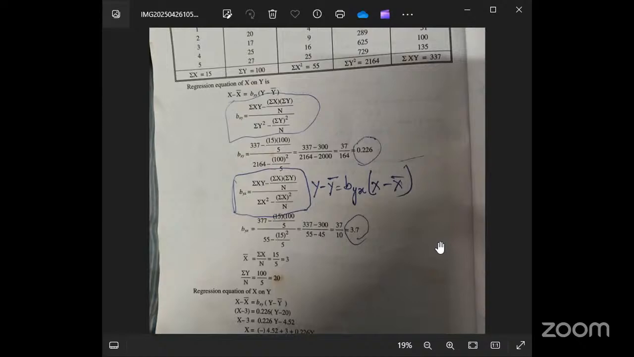So y minus 20 equals 3.7 times x minus 3, so y minus 20 equals 3.7x minus 11.1. So y equals 20 minus 11.1 plus 3.7x. That is the y equation: y equals 8.9 plus 3.7x. Hence the two regression lines: x equals minus 1.52 plus 0.226y, and y equals 8.9 plus 3.7x.